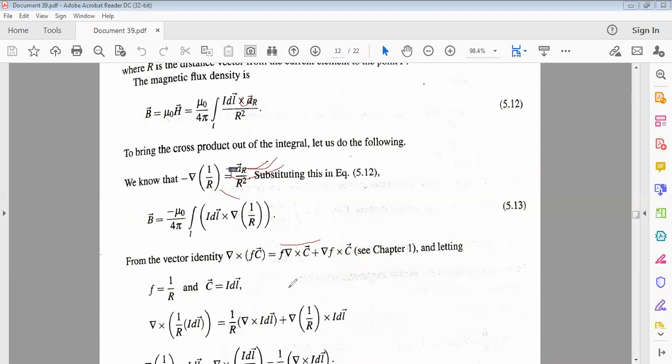According to the vector identity, a similar concept we solved earlier: del cross fC bar, with some constant, equals del f cross C plus f del cross C.